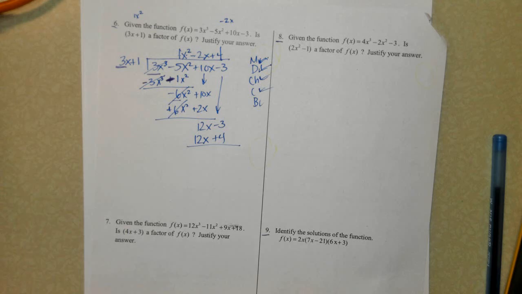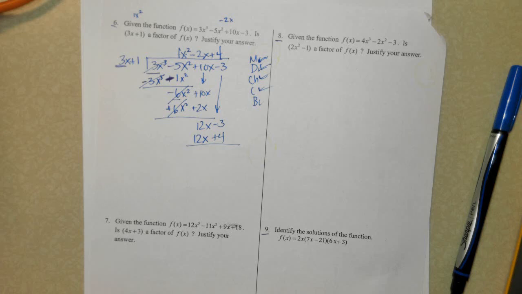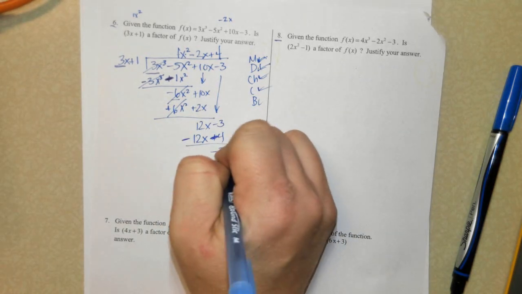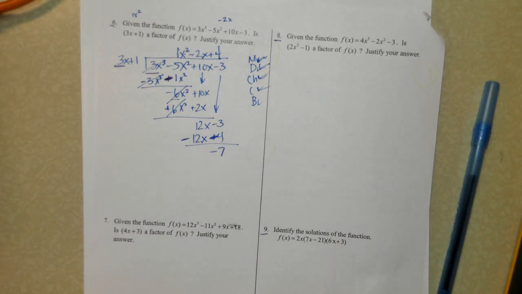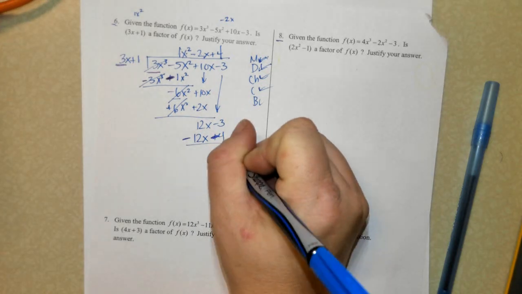Good so far, guys? Okay. All right, and now I'm going to change here. So change signs, combine to get negative 7. So my question for you is, is 3x plus 1 a factor? How do you know it's not? Right, if it has a remainder, it's not a factor.